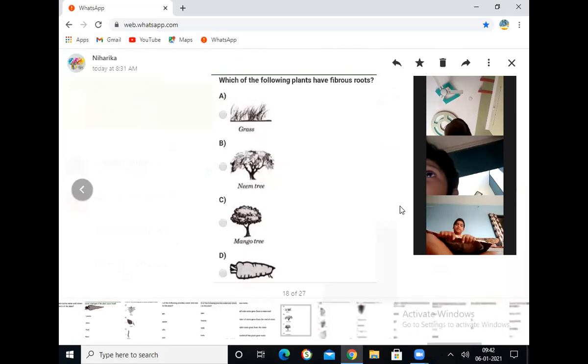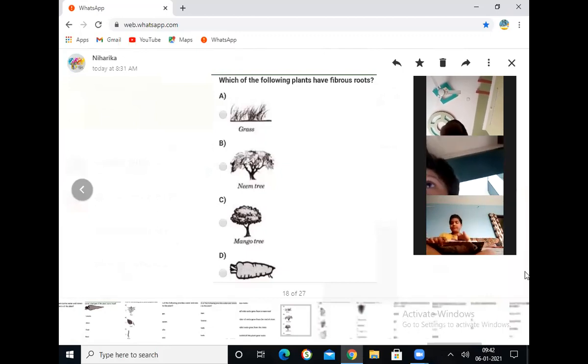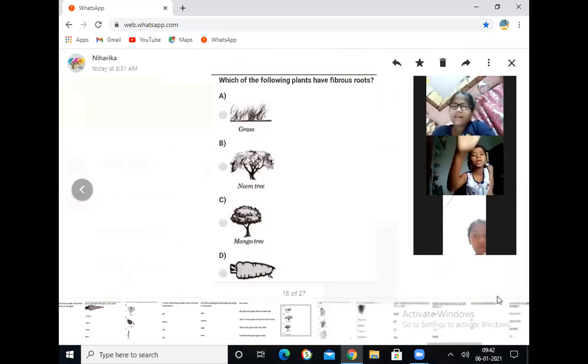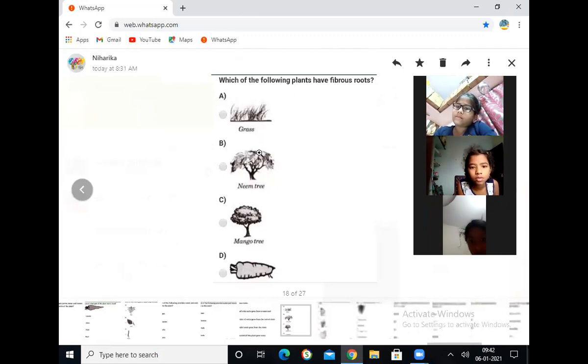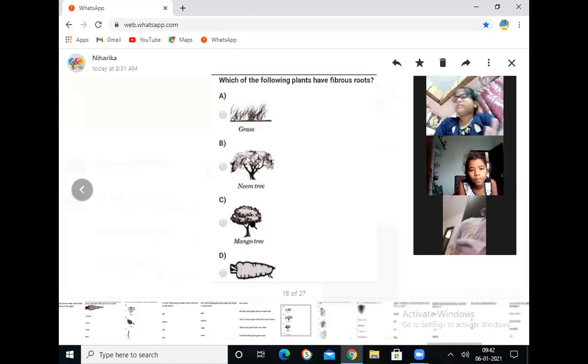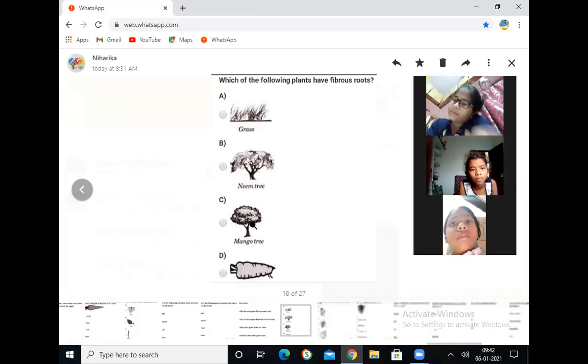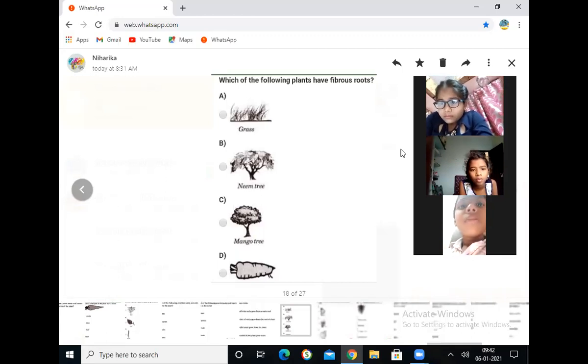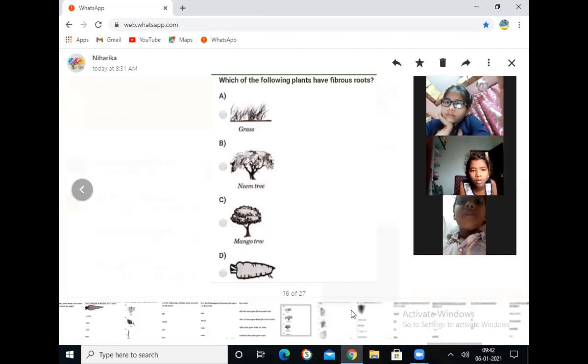This is the answer, this is the grass. Yes, you told the correct answer. Grass has many roots, so grass is a fibrous plant. All of the others, speak out. Teacher, mango and neem tree are taproots, not fibrous roots. Neem tree, mango tree, carrot are all taproot, not fibrous. Fibrous root examples are grass, rice plant, and wheat plant. Okay, fine. Next question.